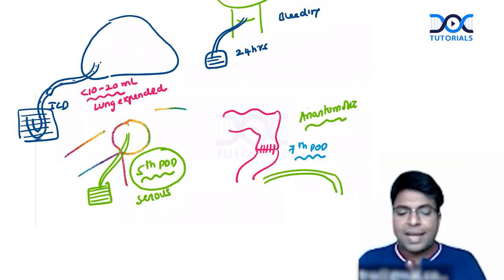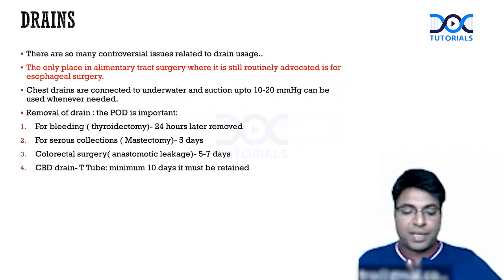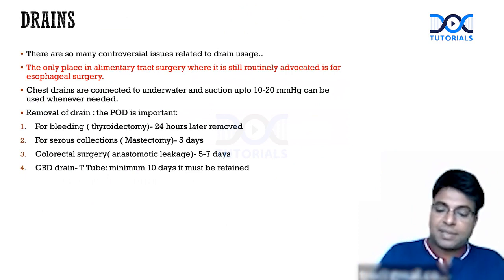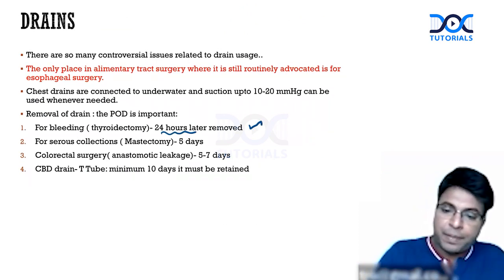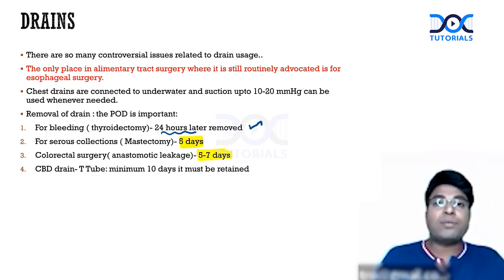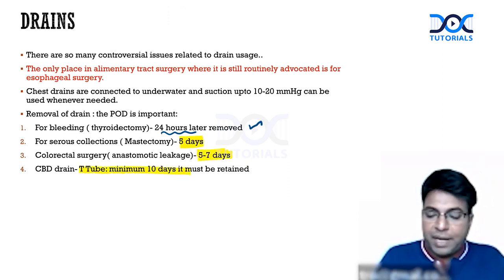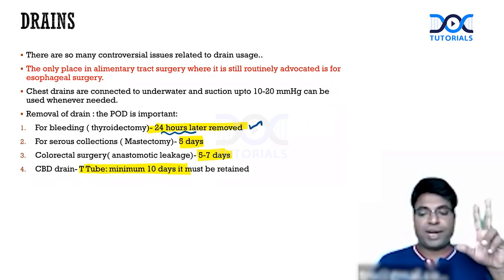And these are all direct lines from Bailey and Love. I'm not saying anything myself. What is there in Bailey and Love? For bleeding, the drain is removed after 24 hours. For a serous collection, the drain is removed at 5 days. Colorectal surgery, it is removed at 5 to 7 days. And T-tube drain, minimum, it should be there for 10 days. So bleeding from the thyroid, 24 hours. Serous collection, 5 days. Colorectal surgery, 5 to 7 days. And T-tube is removed at 10 days.